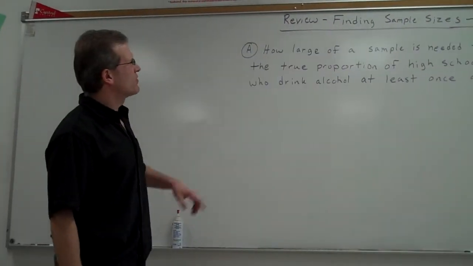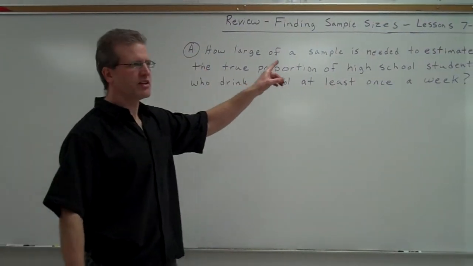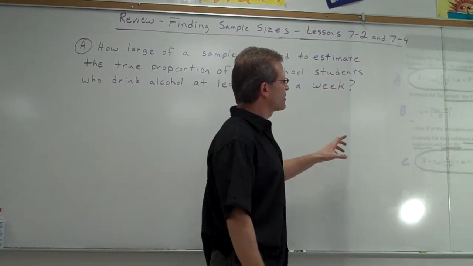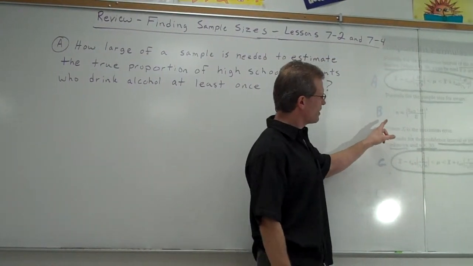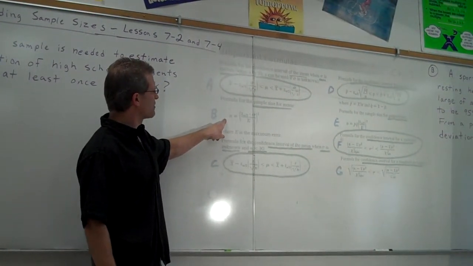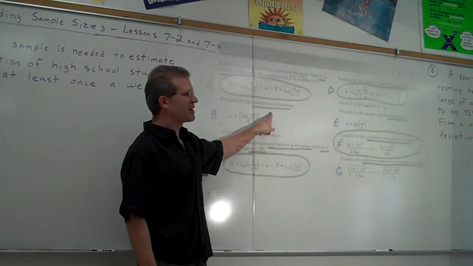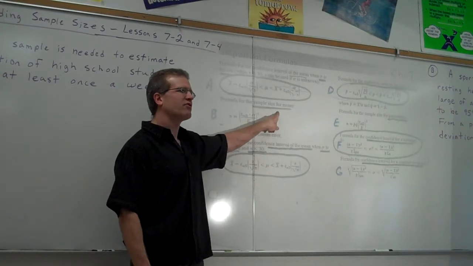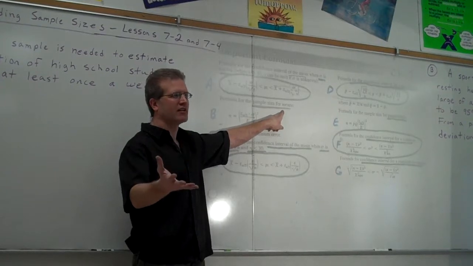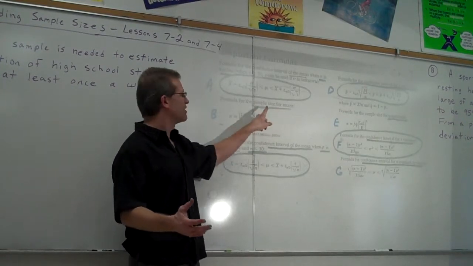I want to review finding sample sizes. We've done this in two different sections, section 7.2 and 7.4. If you look at your formula sheet, there are two different formulas for sample size. One of them is formula B here. This is used when you're trying to figure out a mean. Maybe you want to find an average age, or an average test score, an average weight, average height, and you want to know how many people you have to survey. You use this formula.